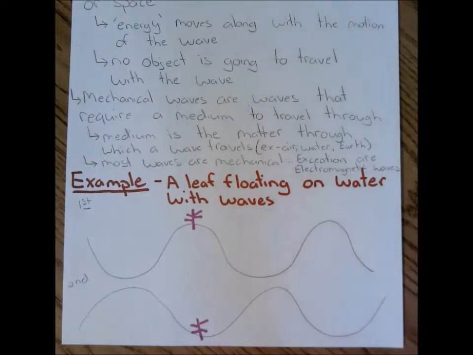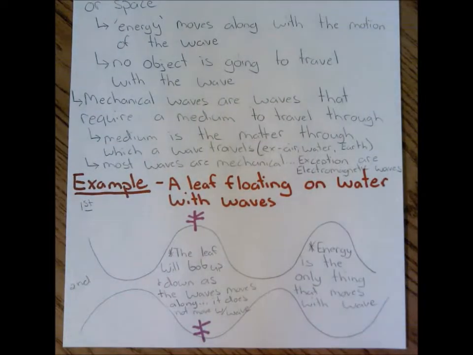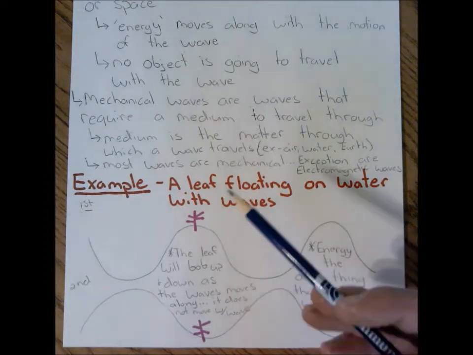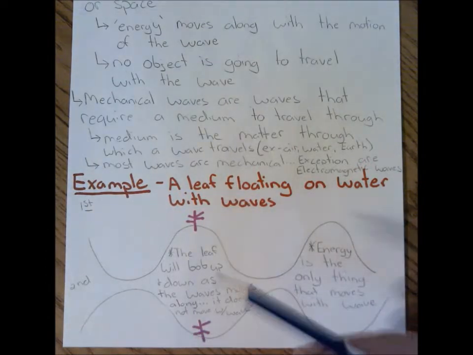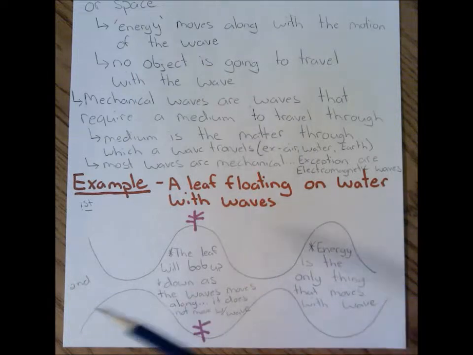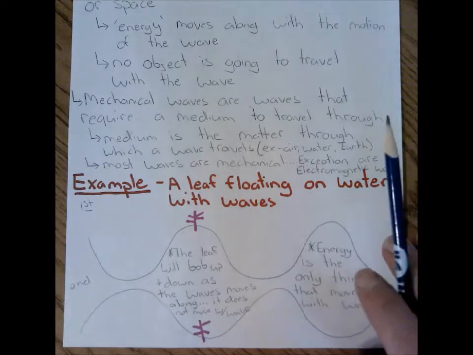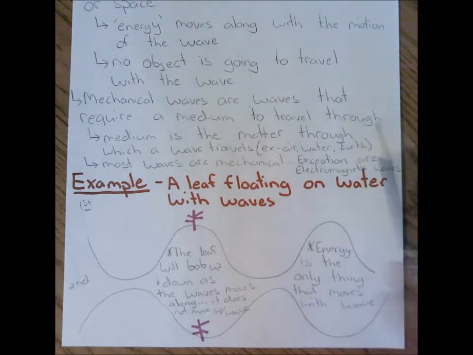Let me make a few points out here to the side, and then we'll move on to the next page. So there are those points there. Again, the leaf will bob up and down as that wave passes, but it's not going to move left to right in the direction of that wave. Now, energy is the only thing that moves along with that wave. And this will be explained, especially the ocean wave here, a little bit more in depth and in detail as we go along in this particular chapter.